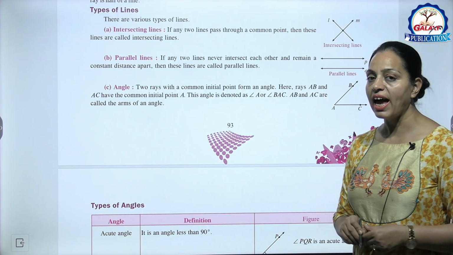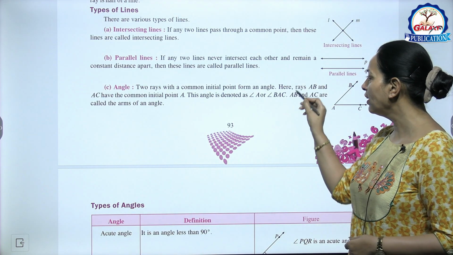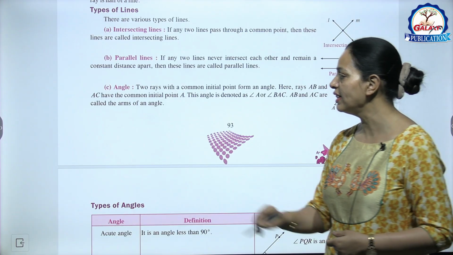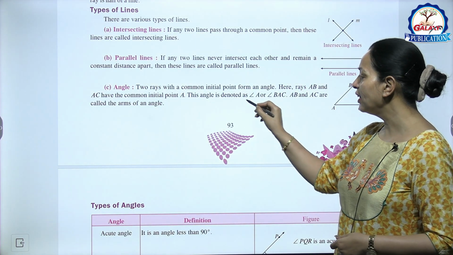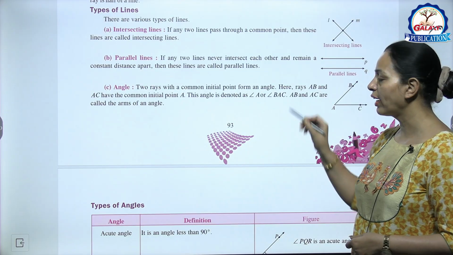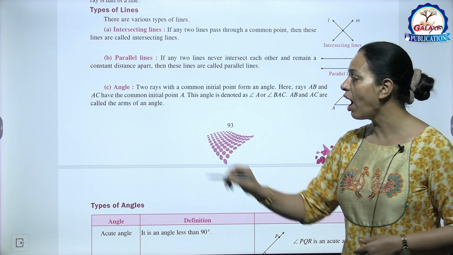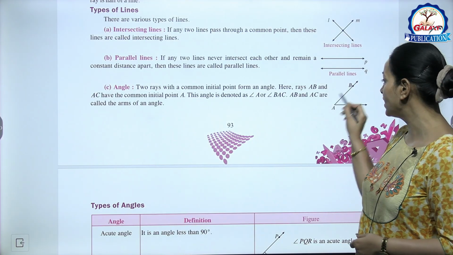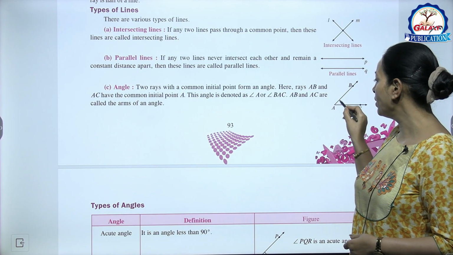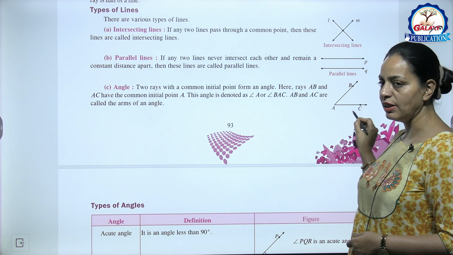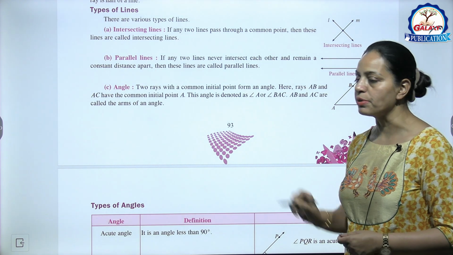Now the next is angle. Two rays with a common initial point form an angle. Here rays AB and AC have the common initial point A. So this angle is denoted as angle A or angle BAC. AB and AC are called the arms of an angle. You can see this angle at point A. So how can we name it? Angle A or angle BAC or CAB, and AB and AC are the arms, right?